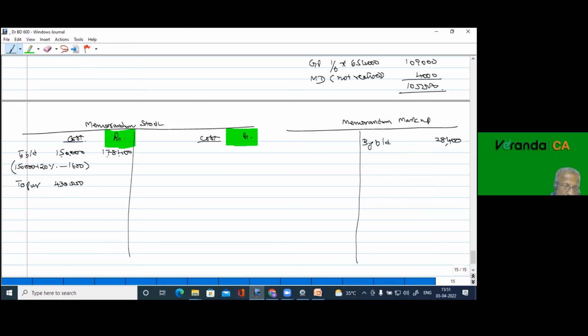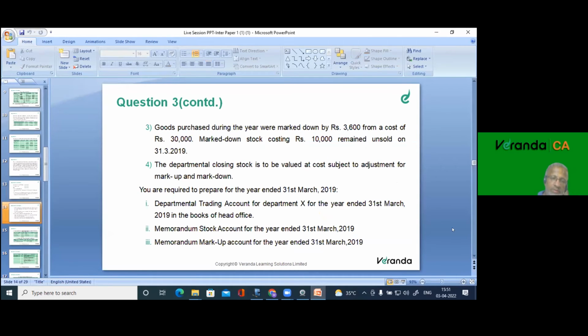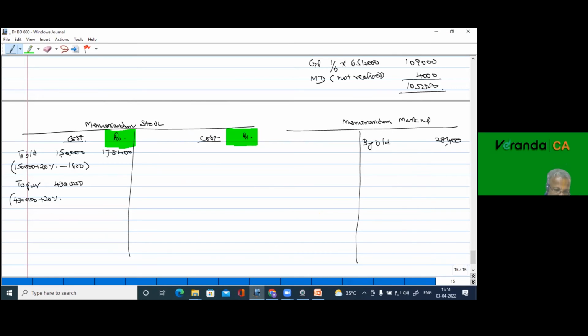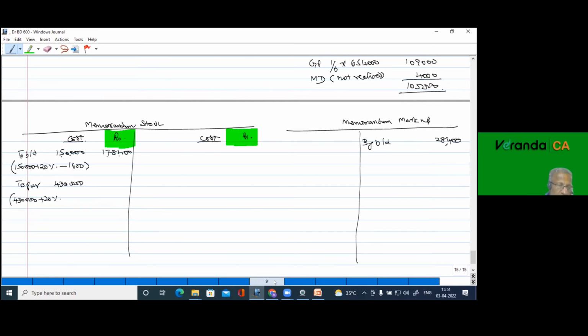Purchases 4,30,000 plus 20% on that, minus 3,600. 4,30,000 into 1.2 minus 3,600 is 512,400. 512,400 minus 4,30,000 is by purchases 82,400.